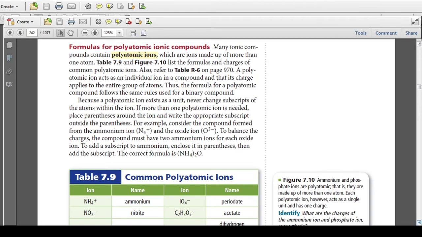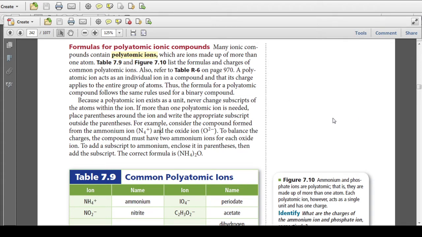If more than one polyatomic ion is needed, use parentheses around the ion and write the appropriate subscript outside of the parentheses. For example, consider the compound formed by the ammonium ion. Ammonium should be NH4. That looks like a typo right there. This should be NH4 plus 1. And you can see that ammonium is right down here, and the oxide ion, which is oxygen minus 2.